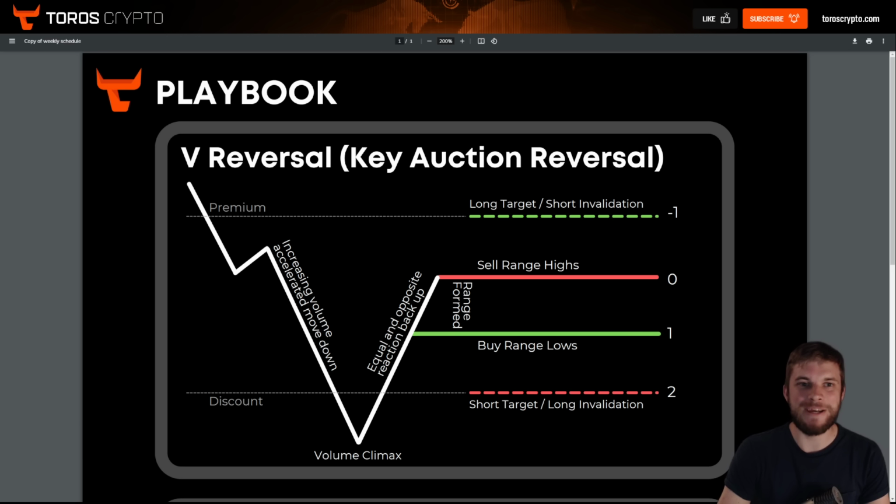Hello traders, in this playbook update we are going to be looking at the V-shaped reversal, or key auction reversal as it is otherwise known. Now, being cryptocurrency traders, having traded Bitcoin, we know that we see these kinds of moves quite often and they're pretty damaging for a lot of participants in the market.